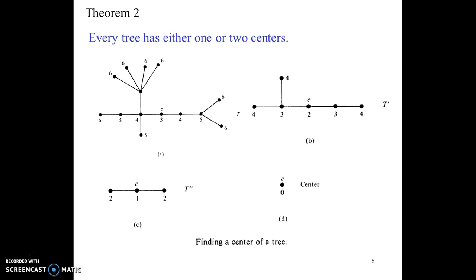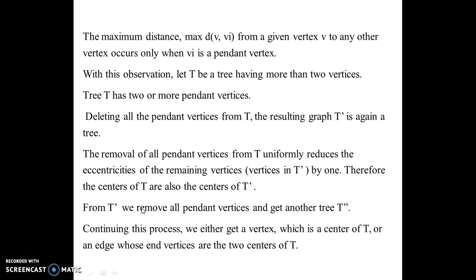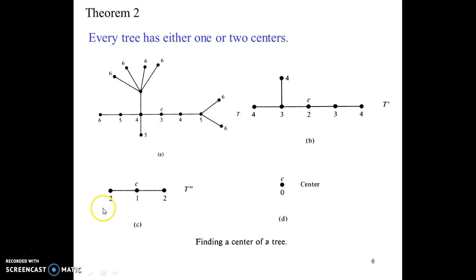Again, compute the eccentricity at each vertex. T double dash has a minimum eccentricity value of 1. Hence, the vertex with value 1 is considered to be the center of the tree. Again, remove the pendant vertices from T double dash, which ends in a single vertex, and that vertex will be the center of the tree.